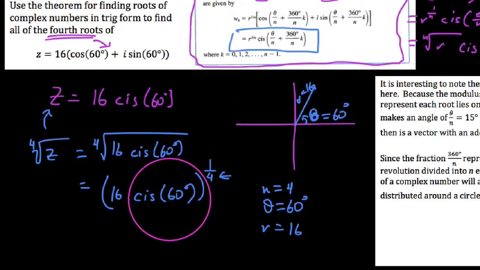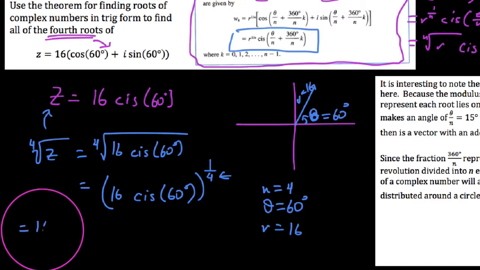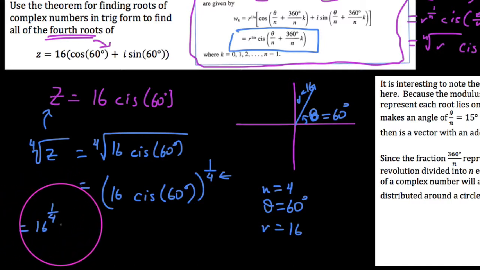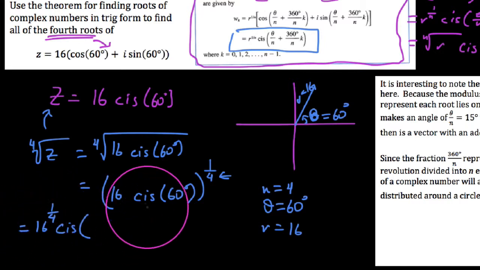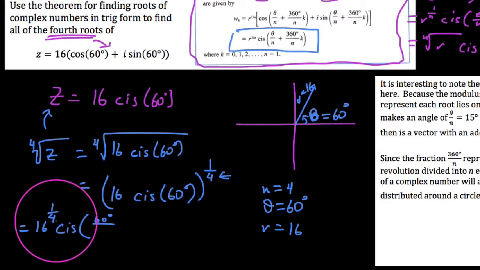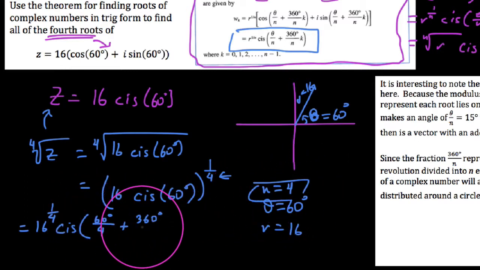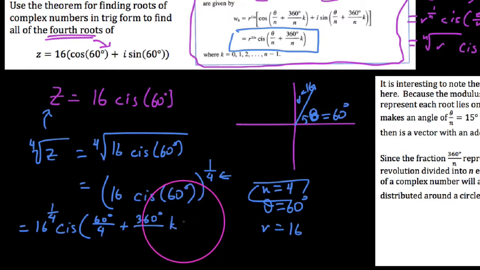So I get r to the 1 over n, which in this case is 16 to the 1/4, and then I get CIS, and we get the original angle, which we wrote down was 60 degrees, 60 degrees over n, which in this case n is 4. We say plus any number of coterminals. You notice I'm going to put the k off on the side, but also over n, which is 4.